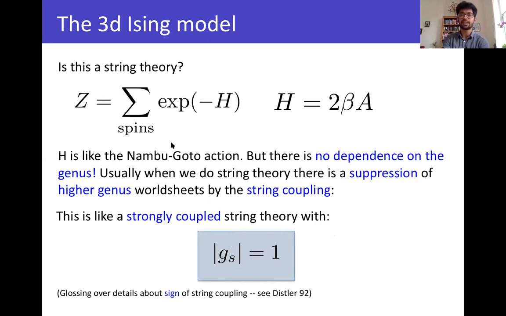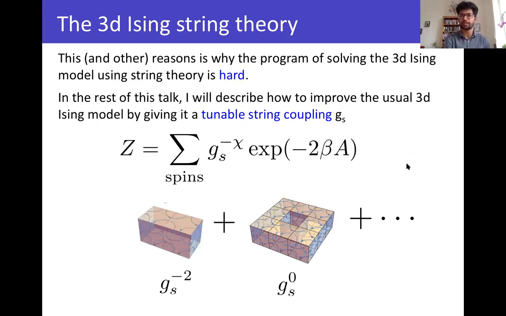But basically, the 3D Ising model is a lot like a string theory in that it cares about areas of domain walls, but it's not a string theory that we know and love because the string coupling is one. If you have a string theory with string coupling one, is it really a string theory at all, et cetera. So for this and other reasons, the program of trying to solve the 3D Ising model using string theory is hard, okay?